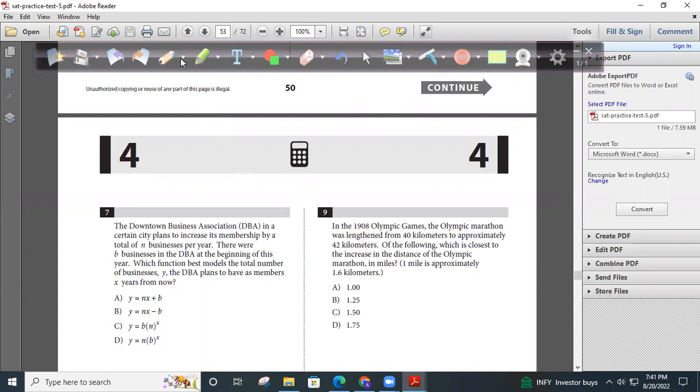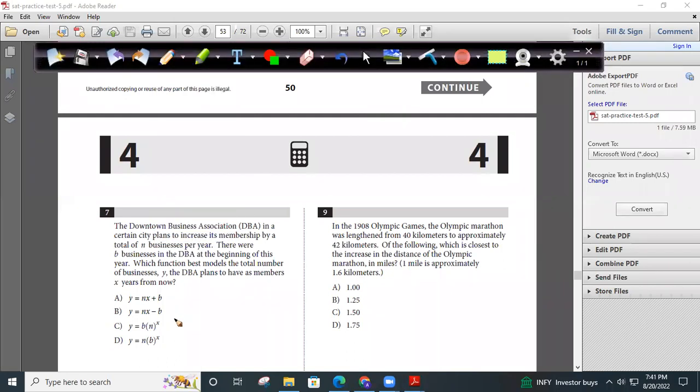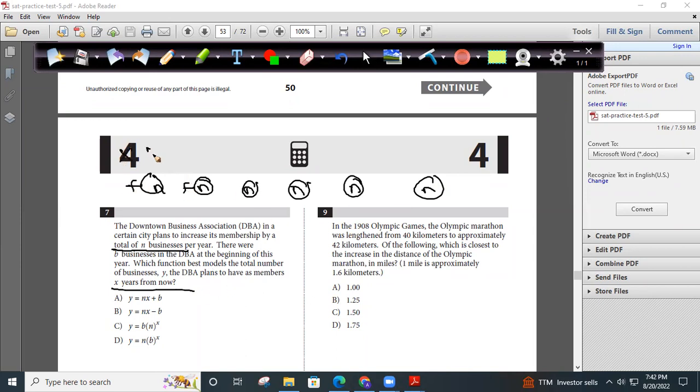So now whenever I see this, every year the total number of businesses is increasing by n per year. So every year it is increasing by n, meaning 10, 10, 10 or 20, 20, 20, or n. Which function best models the total number of businesses the DBA plans to have X years from now? Every year it is increasing by n and it is not getting multiplied by a number or by a fraction. So it is definitely not an exponential function.